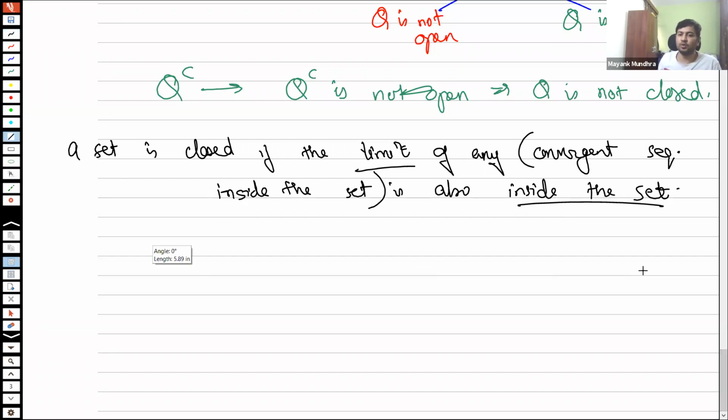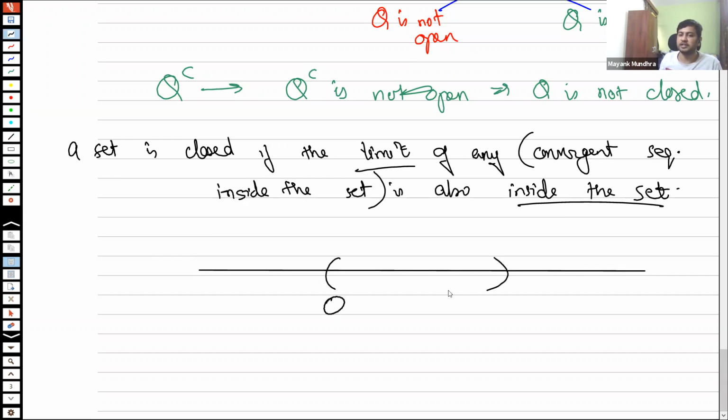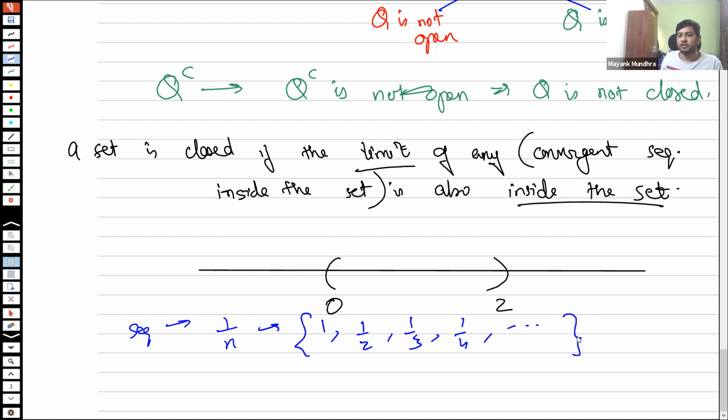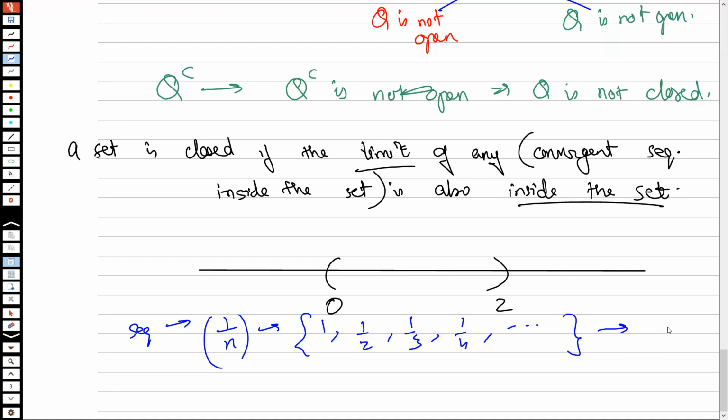So let's show with an example how this is untrue for an open set. Let's say I take the set 0 to 2 and consider the sequence 1 by n. So the sequence 1 by n is basically 1, 1 by 2, 1 by 3, 1 by 4, and so on. The limit of this thing is, yeah, Anuradha, what is the limit of the 1 by n sequence? 0. Very good.